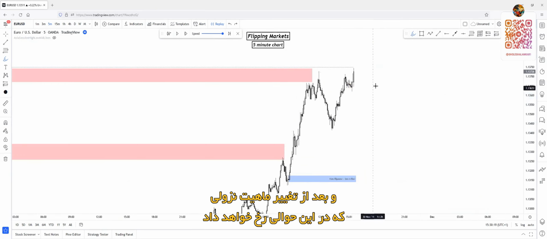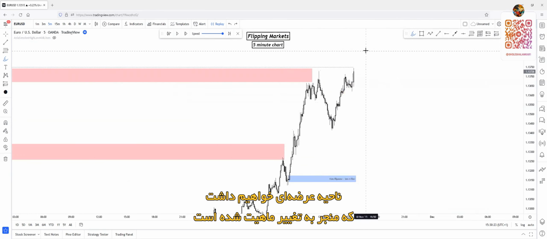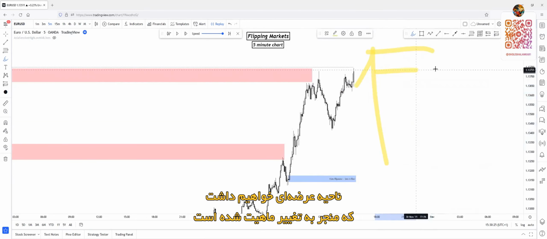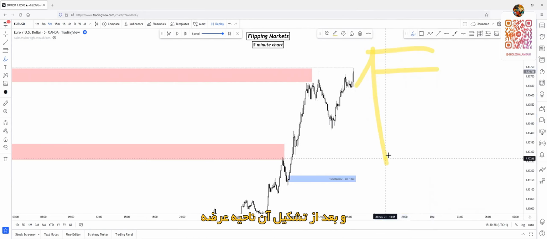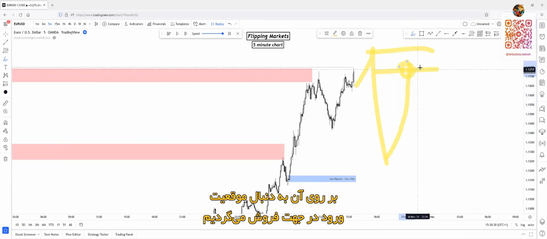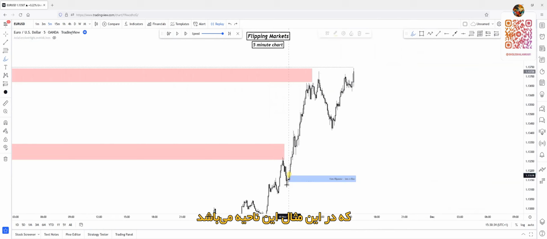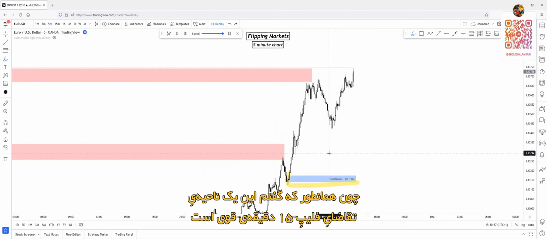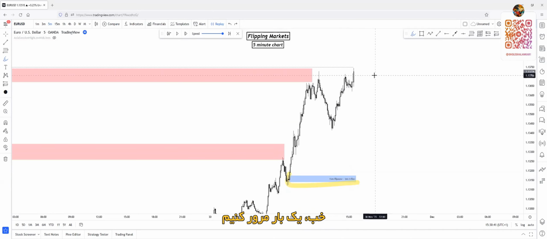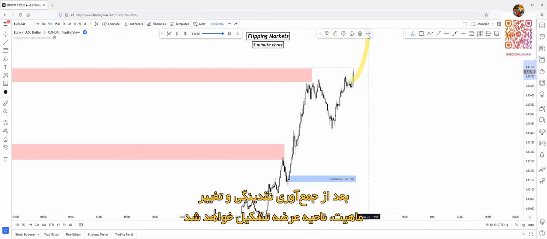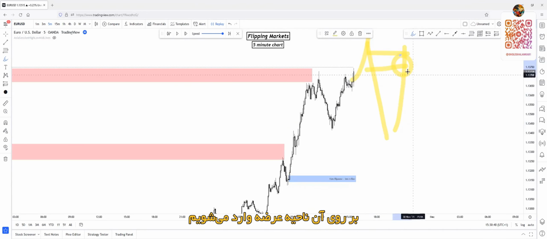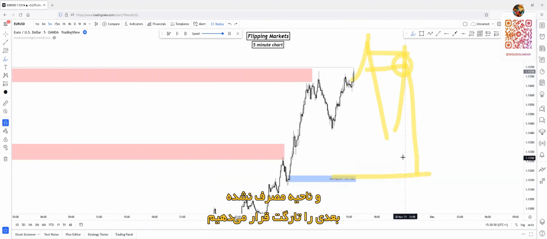And after the change of character to the downside, which will happen somewhere around here, we will have a supply zone that changed character. And after that, we will look for a short opportunity on that supply zone, and we will target the next unmitigated demand zone, which will be this one in this case, because this is a really strong 15-minute flip zone that I just talked about. So once again, after the 1 minute liquidity sweep and change of character, a supply zone will be formed, enter on that supply zone and target the next unmitigated zone.